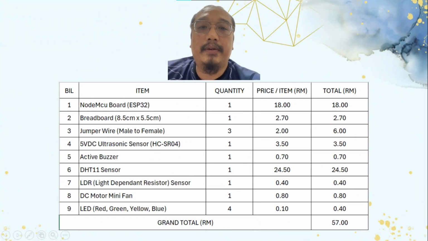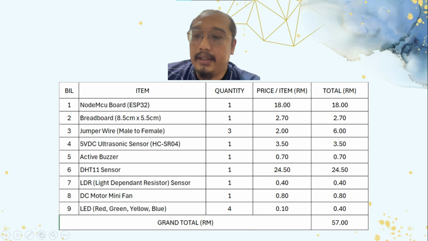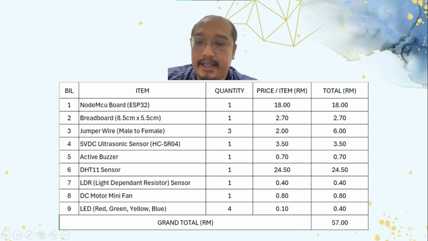So the grand total of the cost of the project is 57 ringgit, where we bought the Node MCU board ESP32 for 18 ringgit, breadboard for 2 ringgit 70 cent, 3 jumper wire 2 ringgit each for the total of 6 ringgit, 5 VDC ultrasonic sensor 3 ringgit 50 cent, active buzzer 70 cent, DHT11 sensor 24 ringgit 50 cent, light dependent sensor for 40 cent, DC motor mini fan 80 cent, and various colored LED, which cost 10 cent each, for the total of the LED.